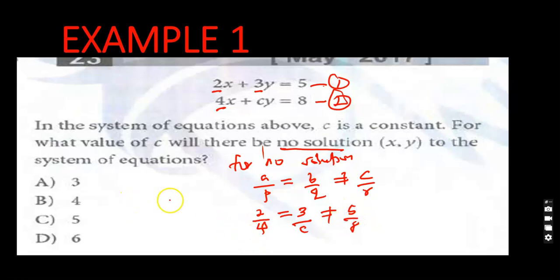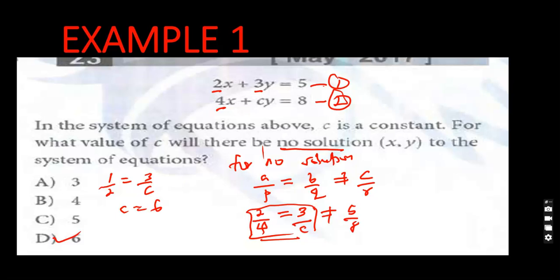So if I solve all of this, let me solve the equal part. We have 1 over 2 equals 3 over c. Cross multiplying, we have c equals 6. So option D is my answer.